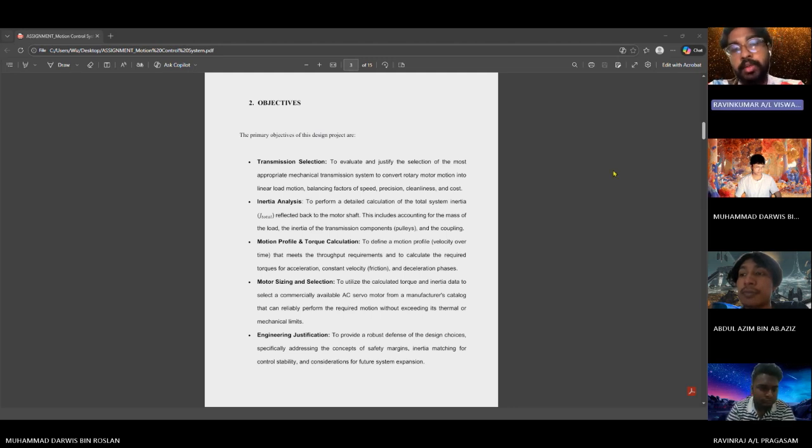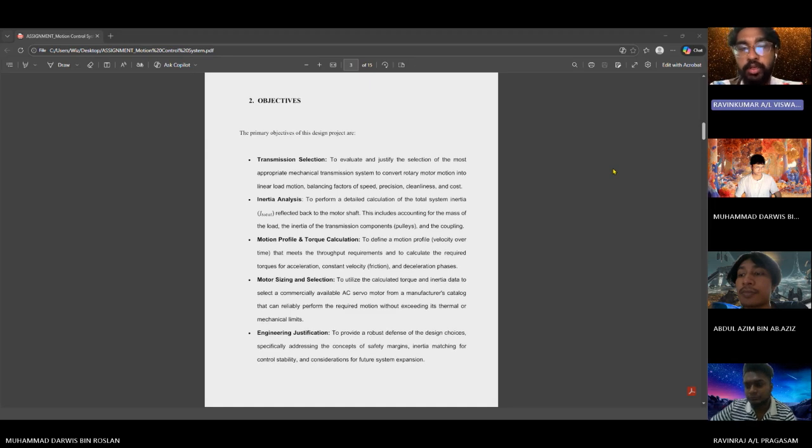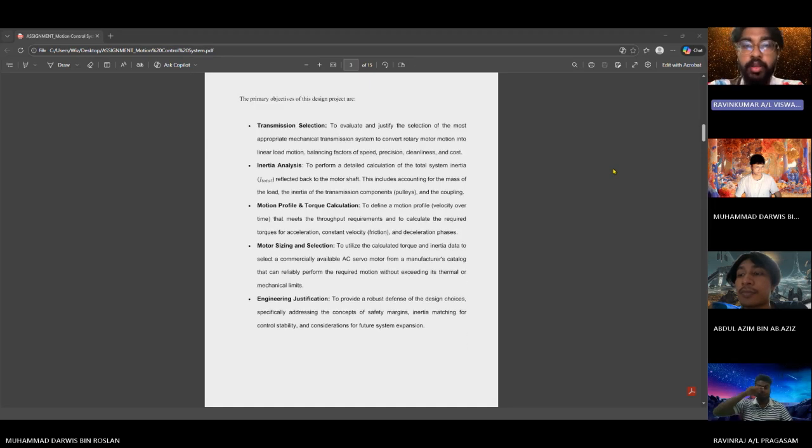The next part is motion profile and torque calculation: to define a motion profile, velocity over time, that meets the throughput requirement, and to calculate the required torques for the acceleration phase, the constant velocity phase, which is friction, and the deceleration phase.